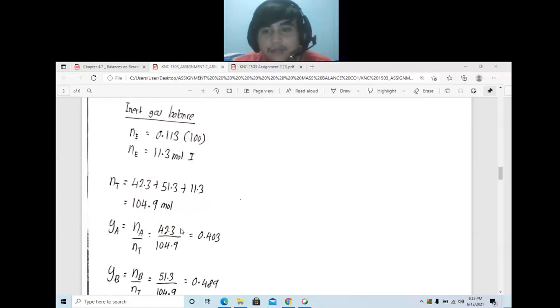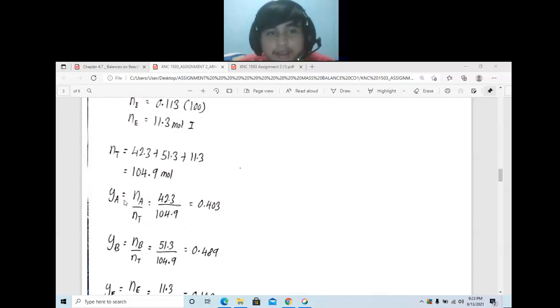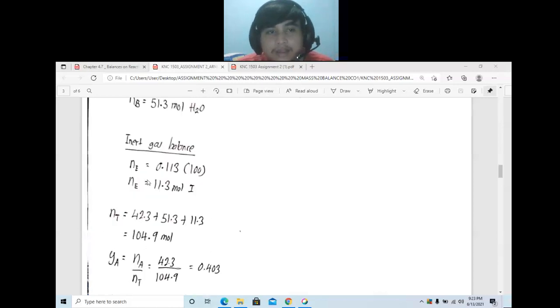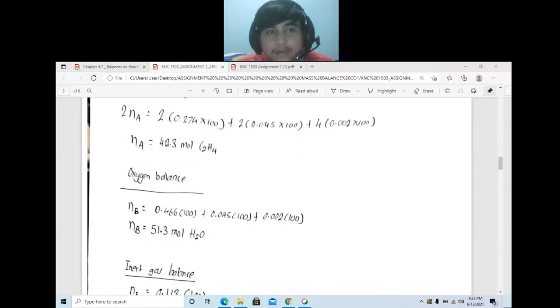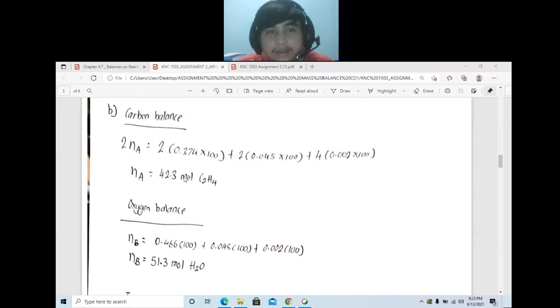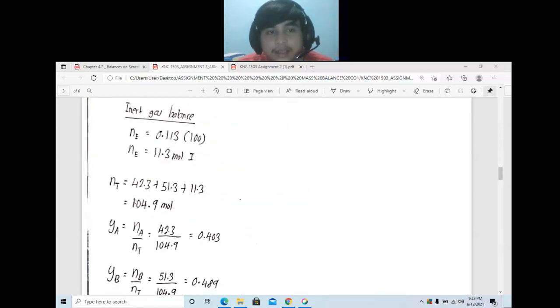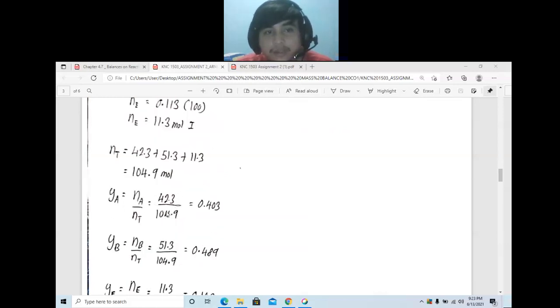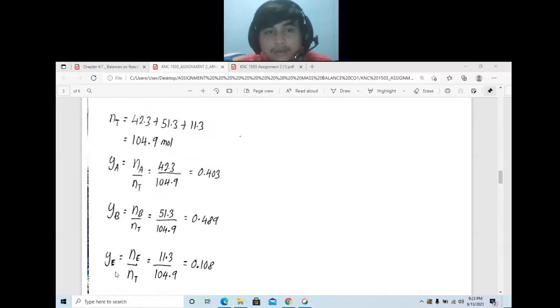Next, I'm using another method to find the composition for the reactant. So here ya equals n over nt. Nt is the total number of the reactant. So the Nt, from what we already found from the balance, is Na, Nb, and Ne. So we just add up all the numbers to become the total Nt. So here Na is 42.3 divided by the total number of the reactant. So you can get the answer for the composition for Ya, for Yb, and Ye.